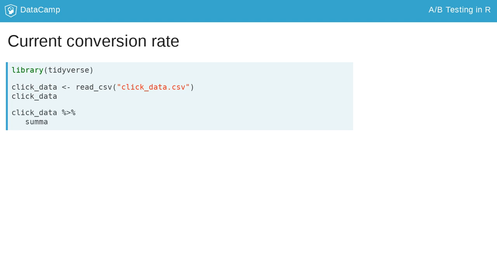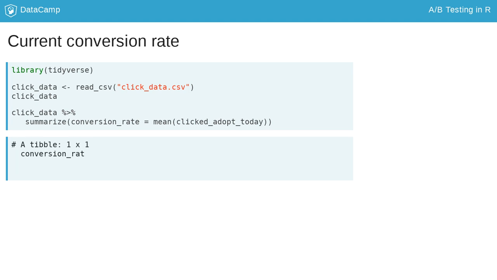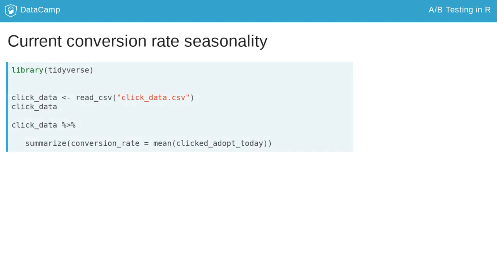We can do that with the dplyr function summarize, using the pipe to connect our data to the function. We then use the mean function to compute the conversion rate, averaging the ones and zeros in the clicked adopt today column. If we look at the value of this new summarized column, we see that it is 0.277, so a conversion rate of 27.7%, meaning about 27 out of 100 visitors to the website clicked adopt today with the current homepage picture. We've successfully computed our pre-experiment conversion rate.